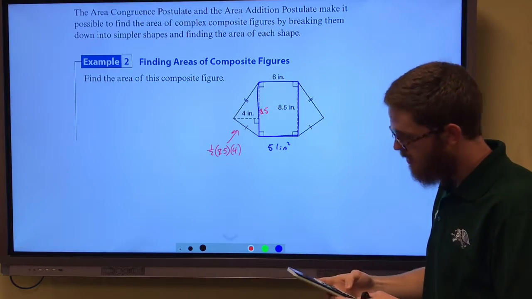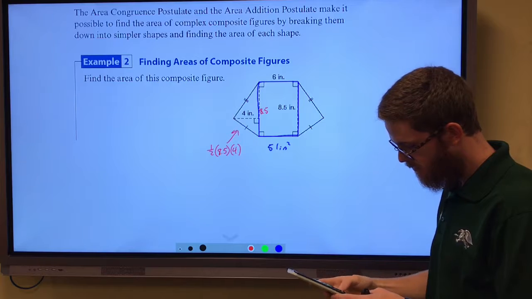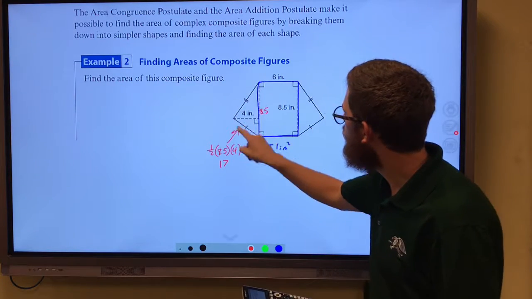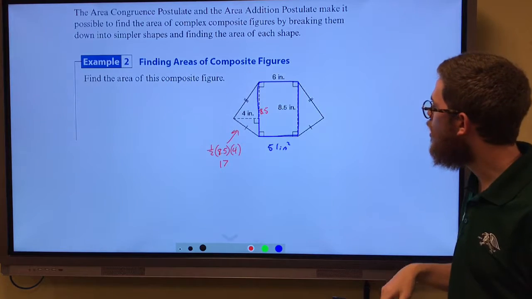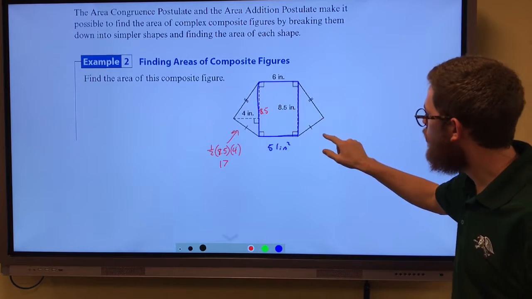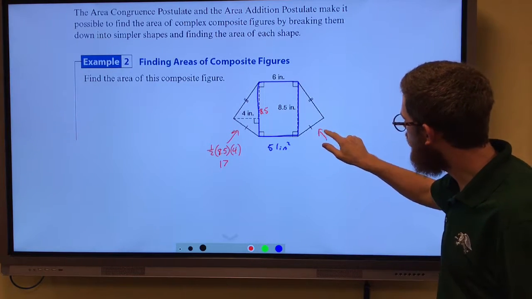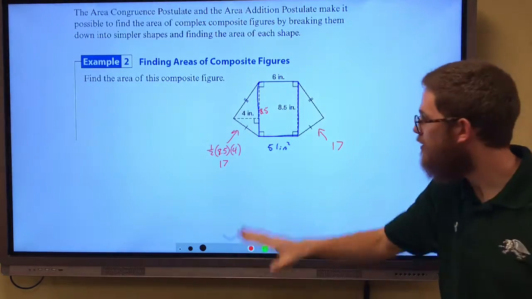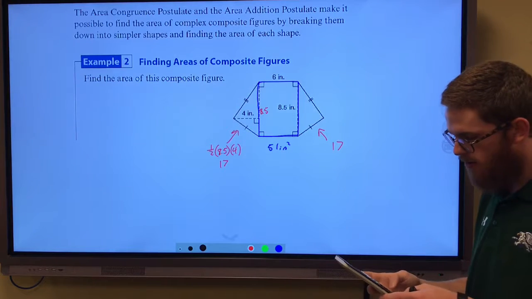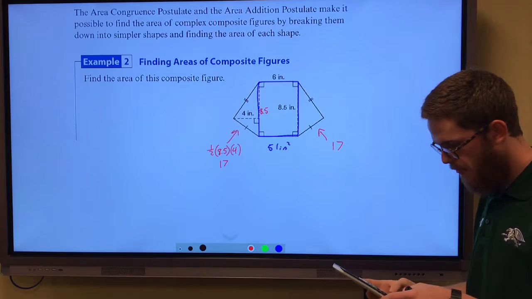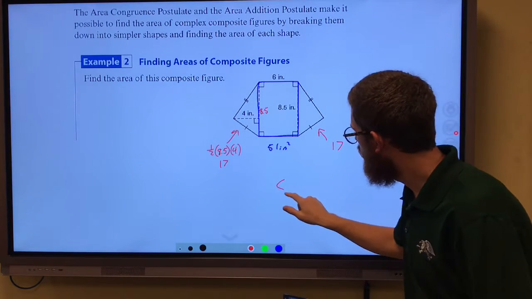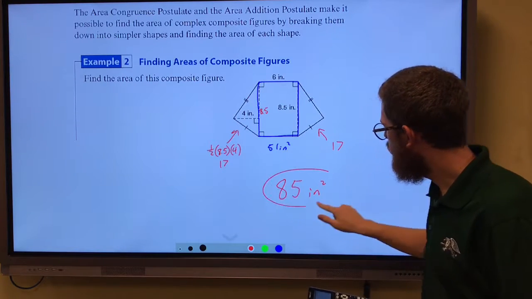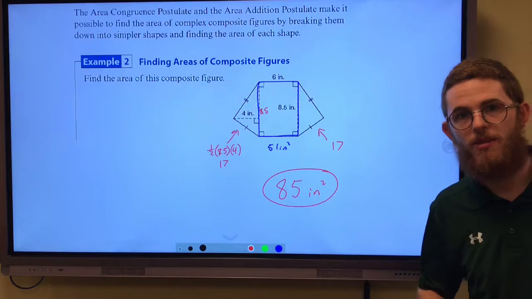And if I type this in here, I get 17. And so 17 is the area of this triangle. Notice these two triangles are congruent, so 17 is going to be the area of that triangle. And so the area of our composite figure, add up all these areas. That gives us 85 square inches is the area of this composite figure.